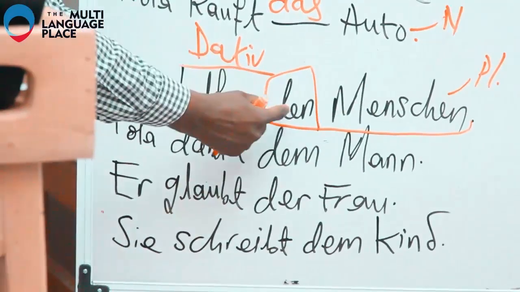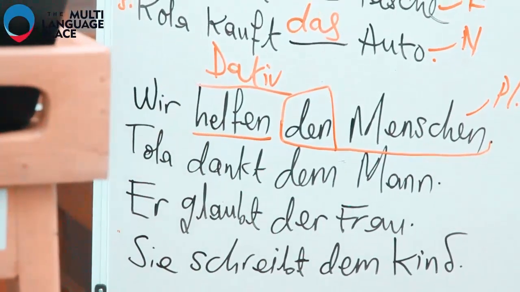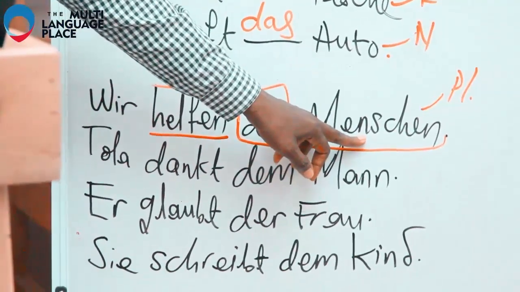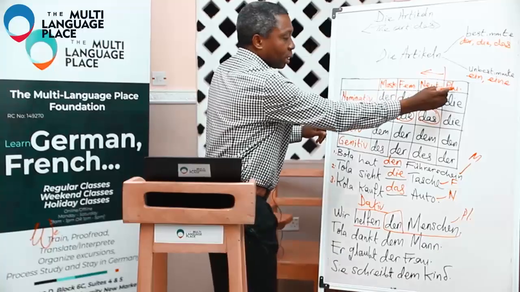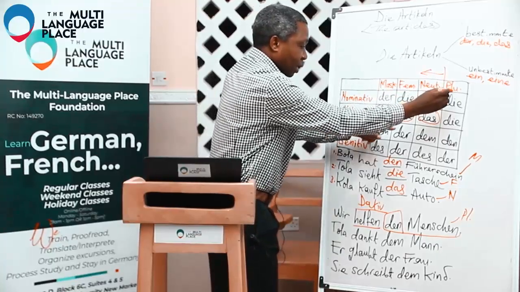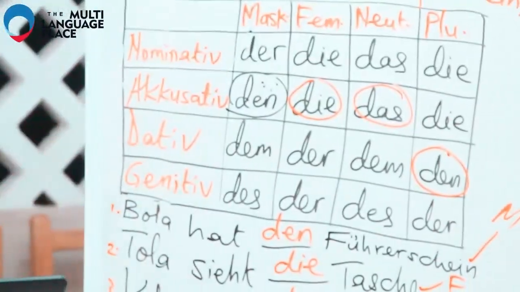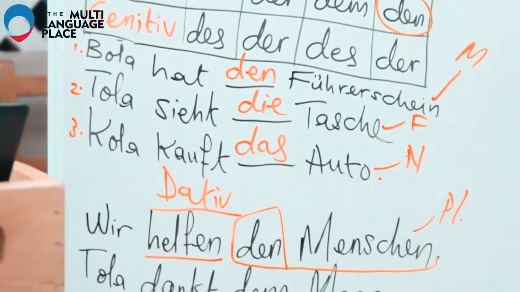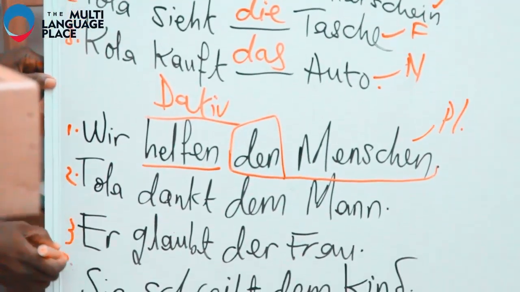What is the origin of this then? Just look at helfen takes dative, so we just say dative, plural. So we go dative, plural, and you come straight down here, and you see yourself here, den. So we have wir helfen den Menschen. And then we go to the second one, number 2.